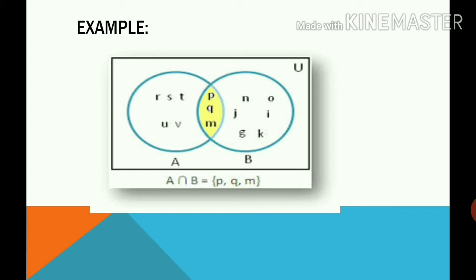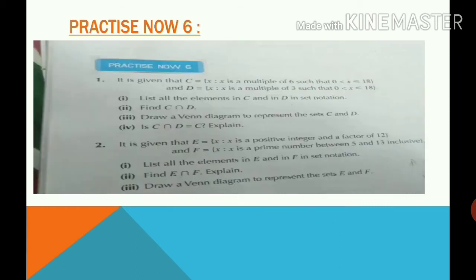So you write down those elements in the mid area, which is an oval shape, the common area. You write down P, Q, and M in this common area, which shows that P, Q, M are the elements present in both sets. And this yellow part is showing the intersection. So A intersection B is equal to P, Q, and M. I hope it's clear to you.